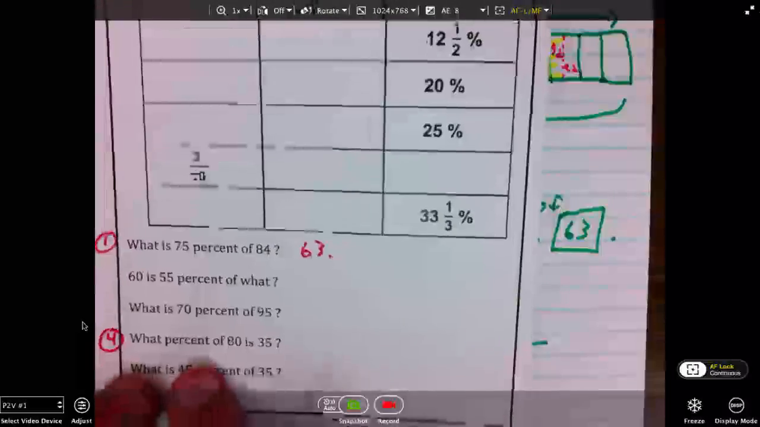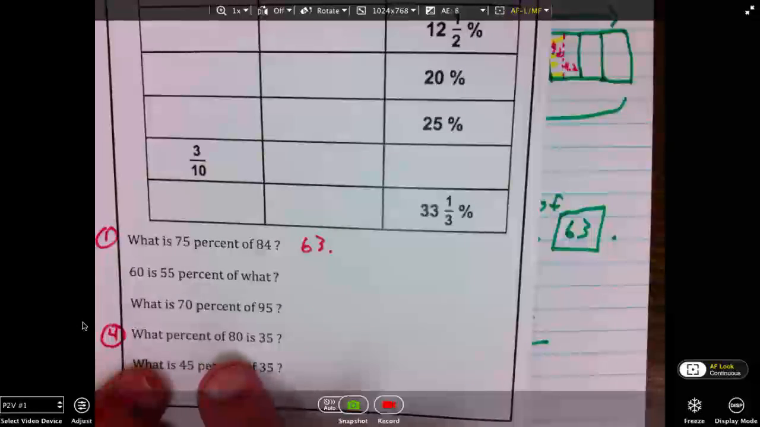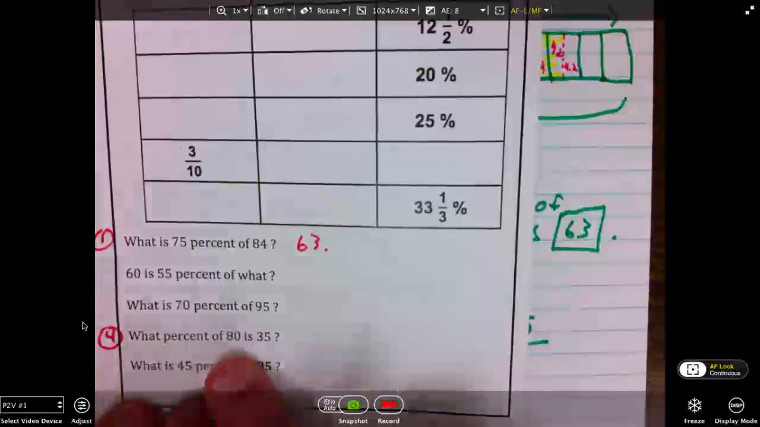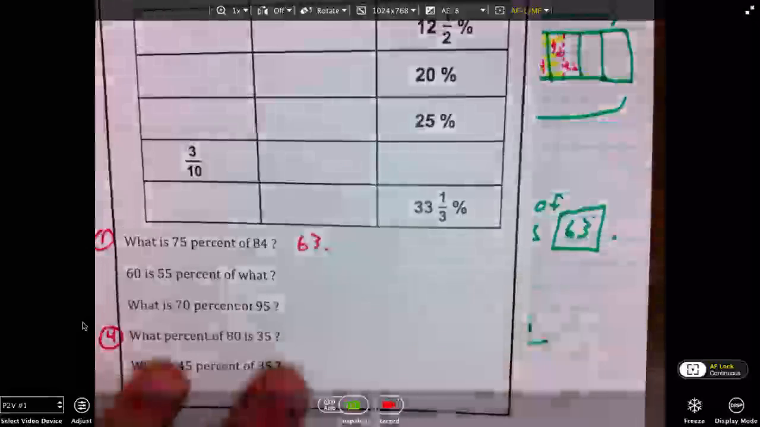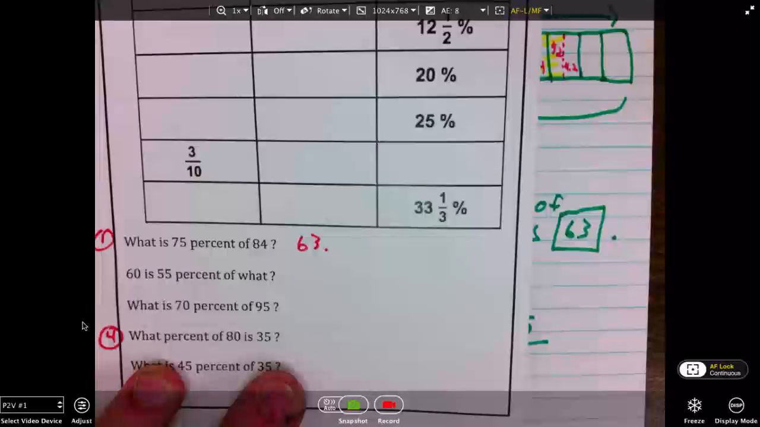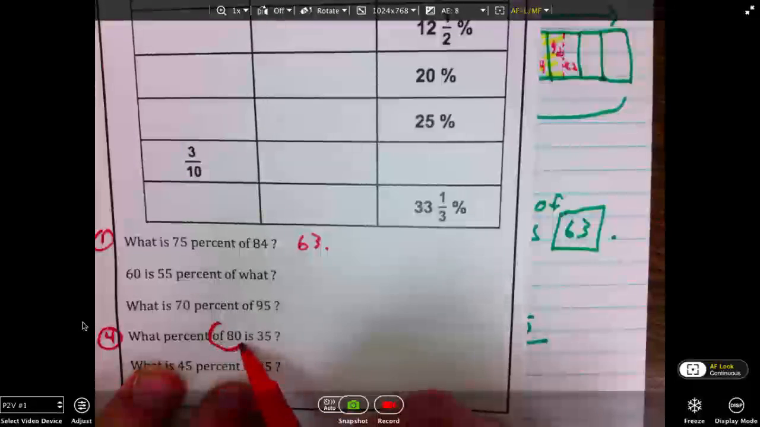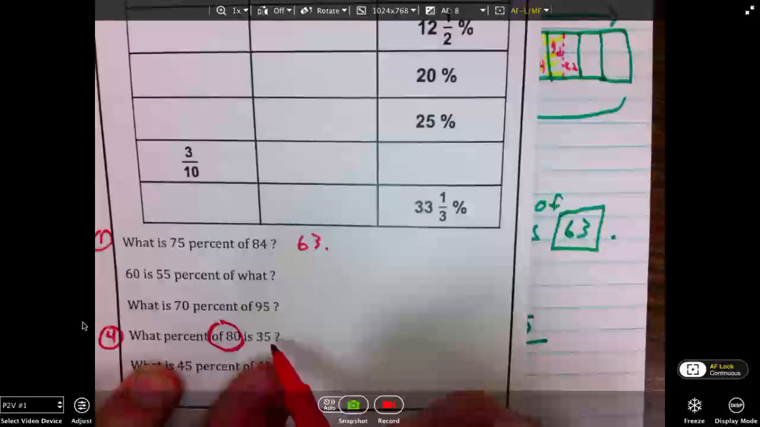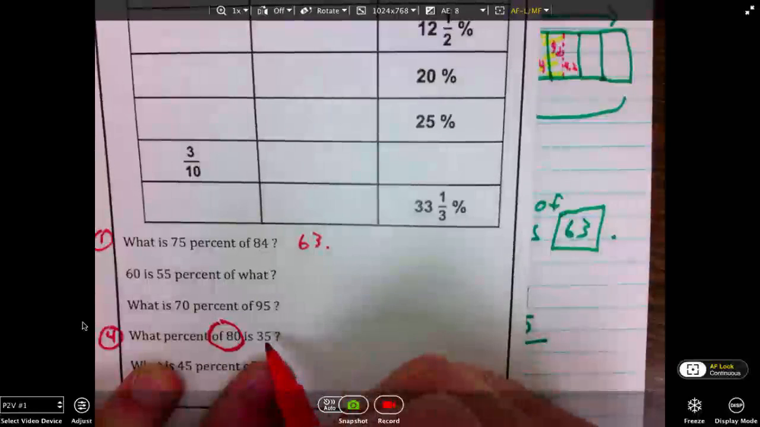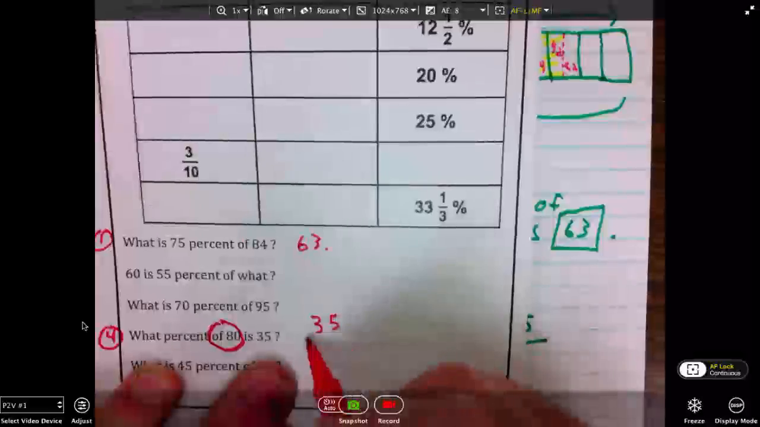Number 4 says, what percent of 80 is 35? In this case, I'm going to use our fraction or proportion in order to solve this situation. We see that of indicates the whole, so 80 is my whole, 35 is the part. I can rewrite this as 35 over 80.